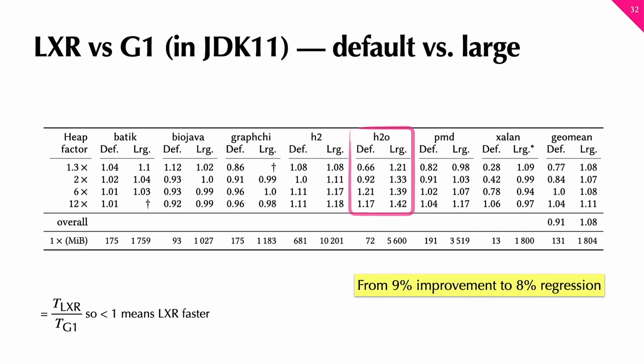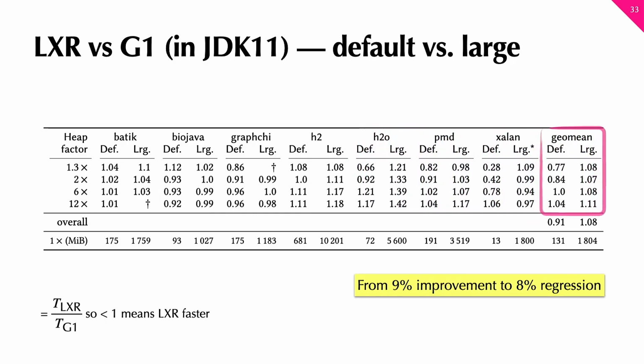And similar, very nice result on 2x, turned into a regression in large, and then on the 6x and 12x, apparently G1 seems to perform better if we give it more headroom, or alternatively, G1 requires more headroom than LXR, if you will. Then a regression is turned into an even bigger regression at the 6x and 12x heap sizes, right?